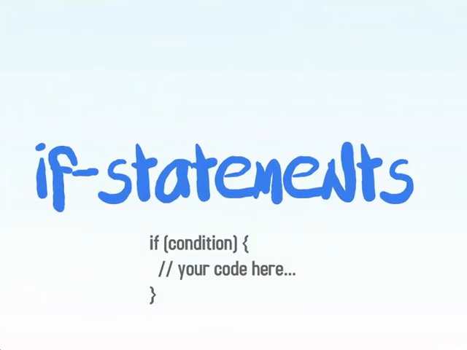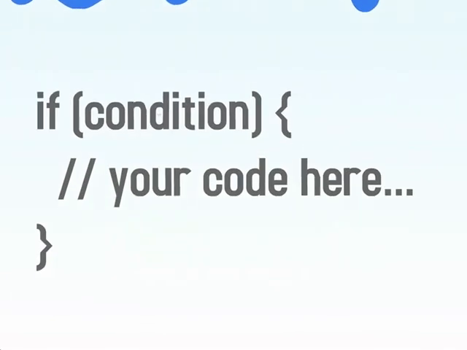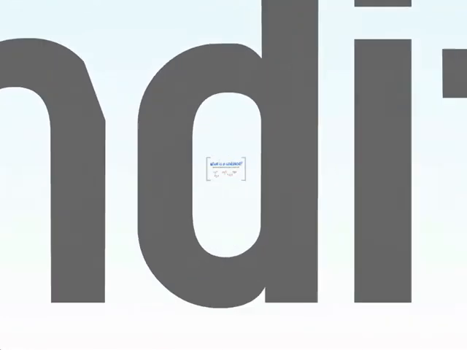In C++, the main way that we're going to be making decisions in our code is with if statements. An if statement looks like this. We have the if keyword followed by a space, followed by parentheses, and inside these parentheses is our condition. Our condition is going to be something that evaluates to true or false. If that condition is true, then the code between our curly braces gets executed.